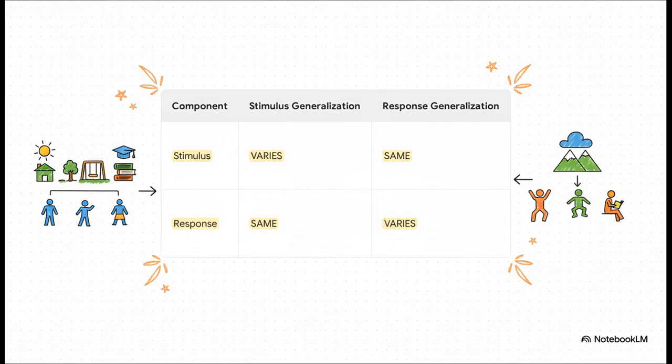Just follow the word varies. In stimulus generalization, the stimulus varies. The response stays the same. In response generalization, the response varies. The stimulus stays the same. That's it. That's the whole game. When you're staring down a scenario question, you just have to ask yourself, what's the one thing that's changing?